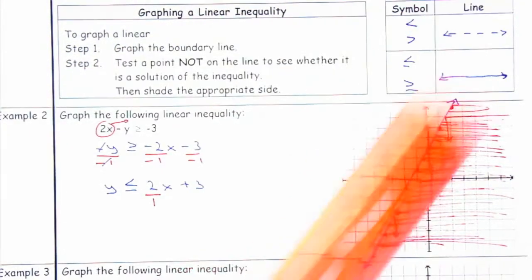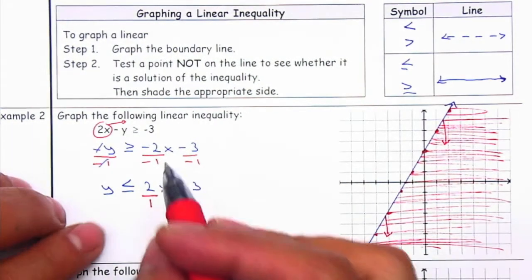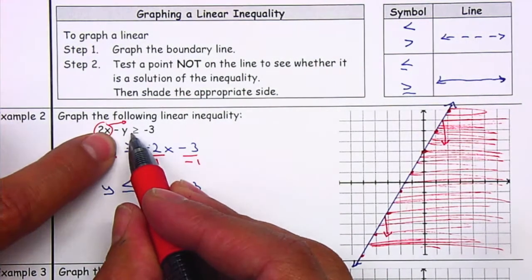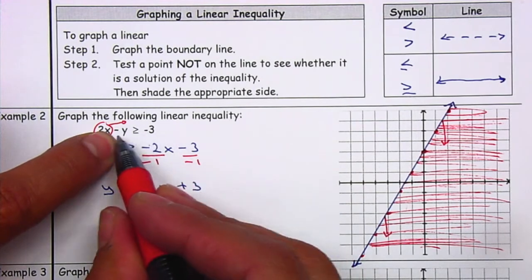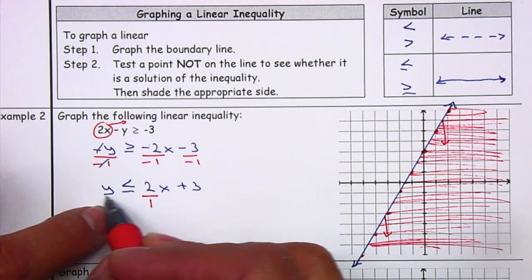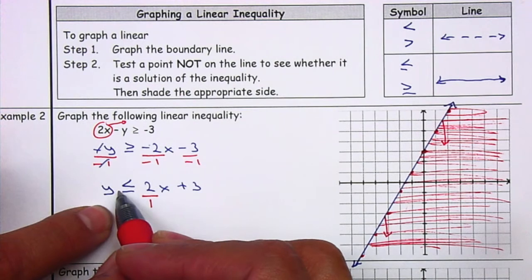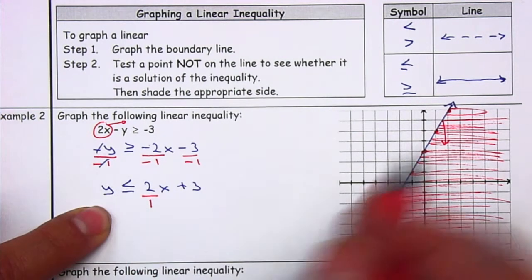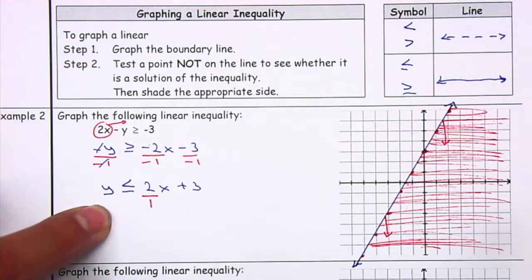Now be very careful. Some of you will go over to the original graph and say, oh, this is greater than, so I'll be shading the top. But we need to be able to leave the y by itself. We are shading the bottom of the graph, less than.